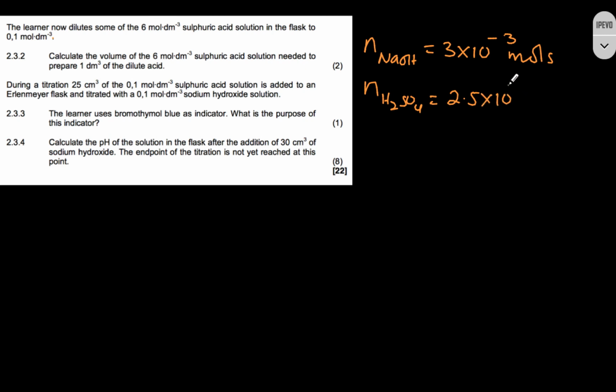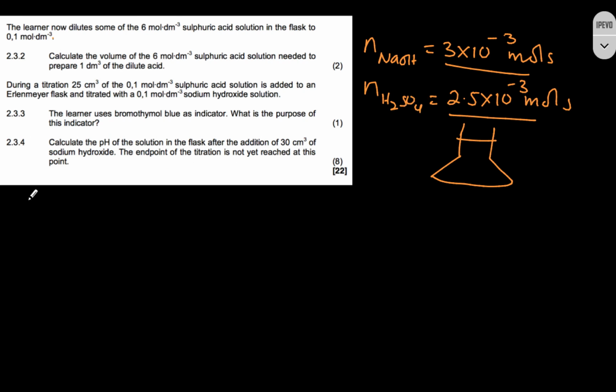So from our previous calculation, we know that the number of moles of sodium hydroxide that we added is 3 times 10 to the power of -3 moles, and the number of moles of sulfuric acid is equal to 2.5 times 10 to the power of -3 moles. Right, so this is what we know. In the Erlenmeyer flask, this number of moles is what was present for sodium hydroxide, and this number of moles is what was present for the sulfuric acid.